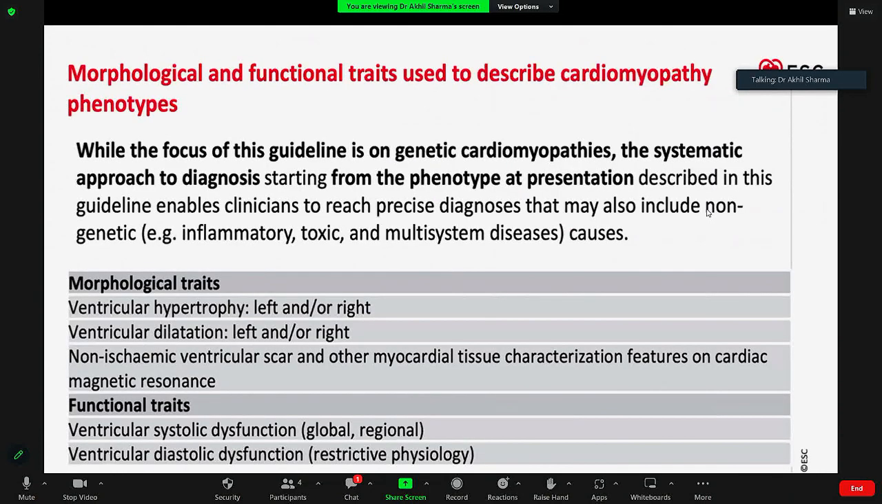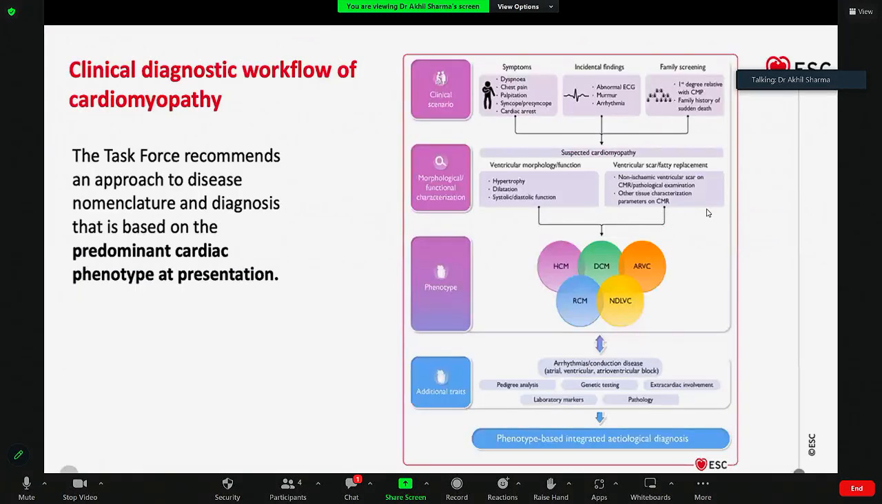When we come to the management of these different morphologies which can be identified on imaging, there are ventricular morphologic traits like ventricular hypertrophy of the left or right, ventricular dilation, non-ischemic ventricular scar, or functional traits like systolic ventricular dysfunction or ventricular diastolic dysfunction, which may be regional or restrictive physiology.